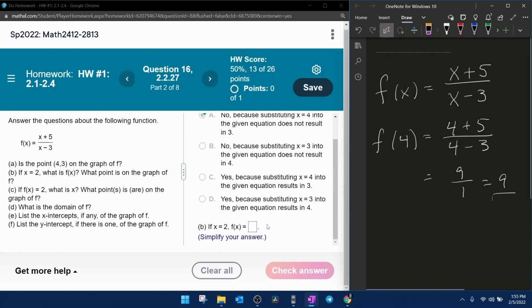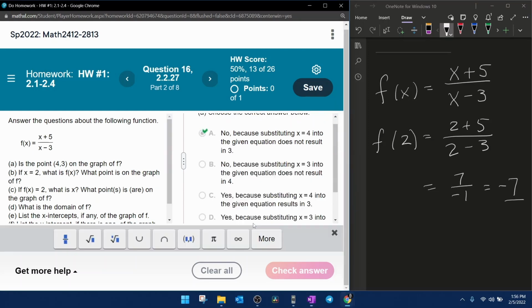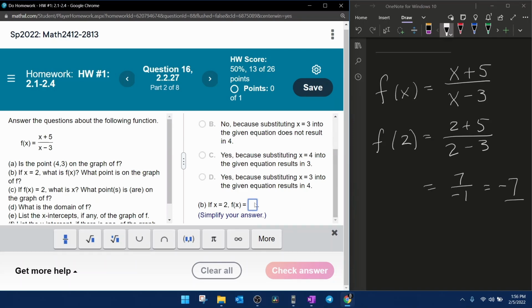So that's basically the same thing we just did, except this time, instead of replacing x with 4, we're going to replace x with 2. Every x gets to be 2. 2 plus 5 is 7. 2 minus 3, negative 1. That's going to result in a y value of negative 7.